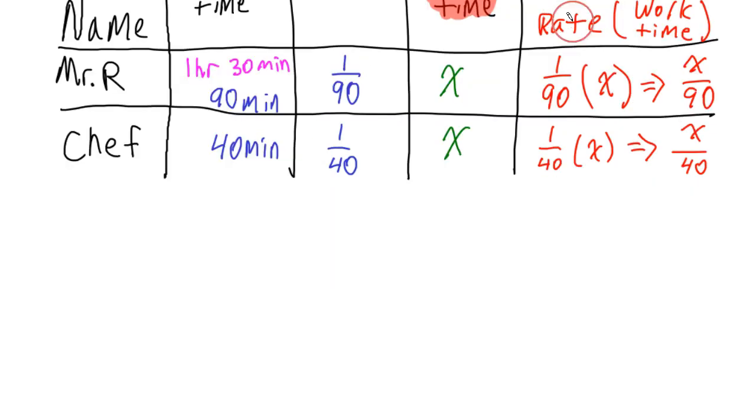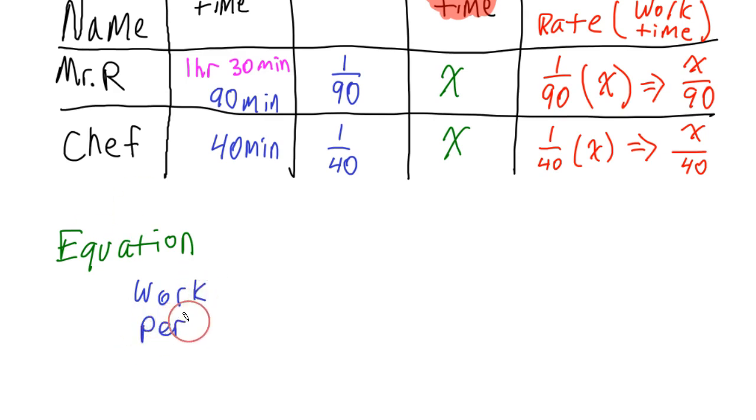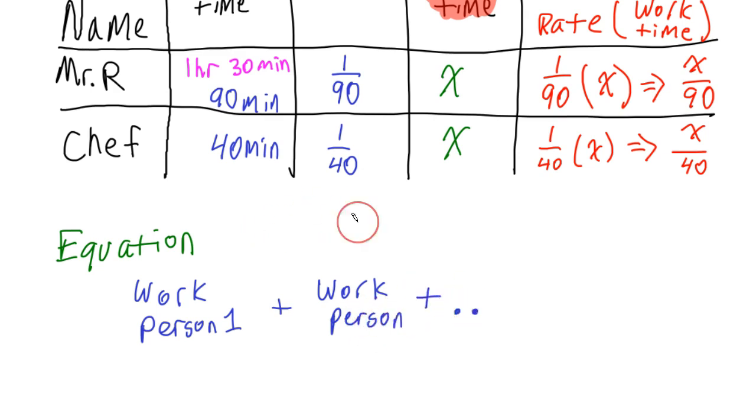So now that I know the amount of work that's actually been done, what I can do is start to set up my equation. Now, in all of these types of equations where you're dealing with work, the basic idea is that the work done by person 1 plus the work that's done by person 2, and then if there's any other people, you would just keep adding the amount of work that they're doing, should all come out to be equal to the number 1.